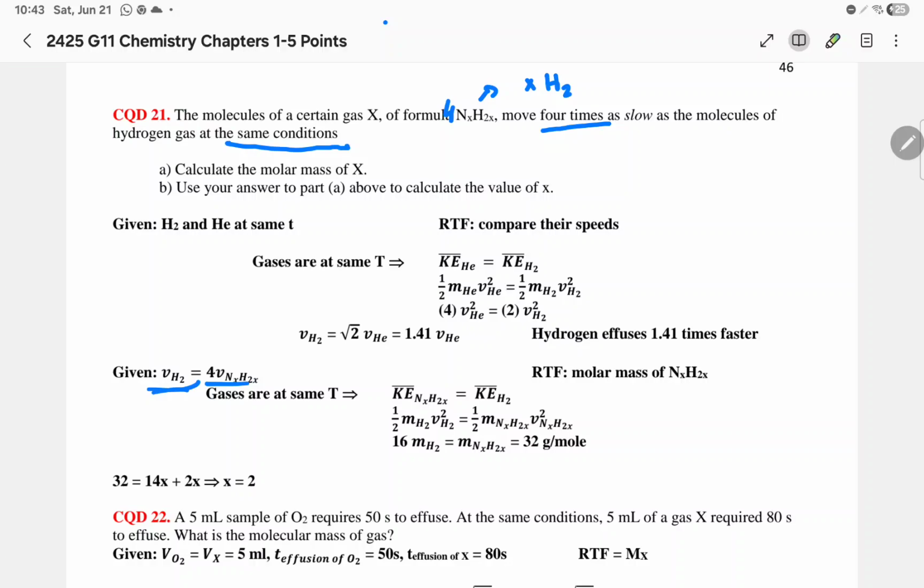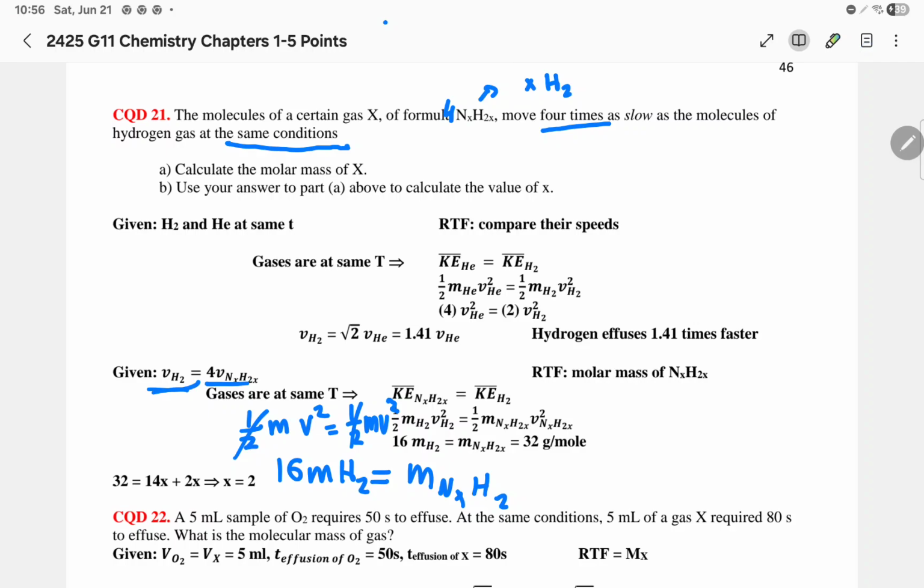So at the same temperature, the kinetic energy should be equal because it's at the same temperature. So if we're putting half mH2 v squared equals half mv squared, we cancel the halves and we get 16, because the velocity is 4 times, 4v. So it's 16 mH2 equals mNxH2.